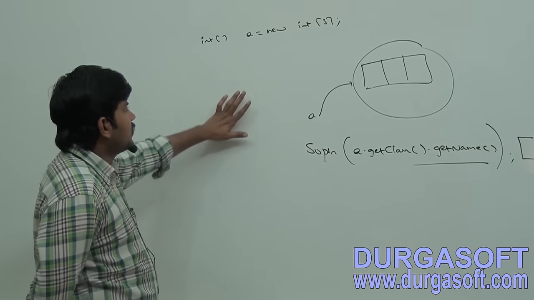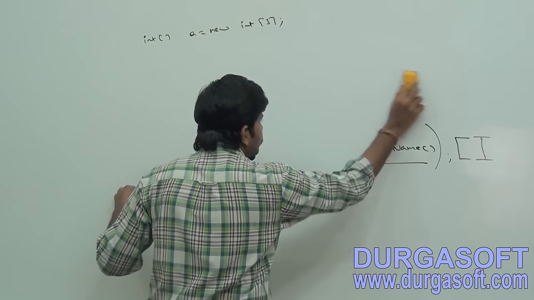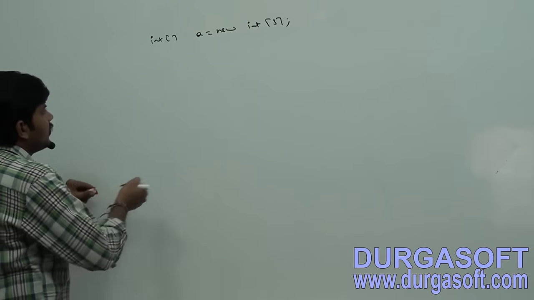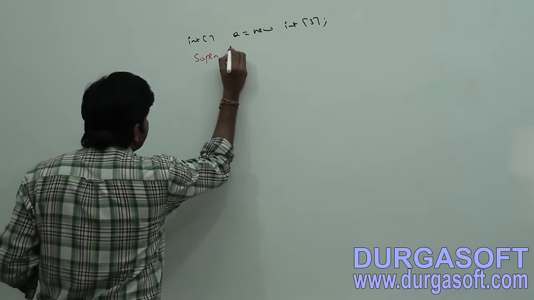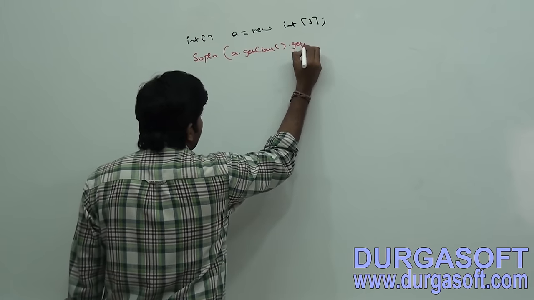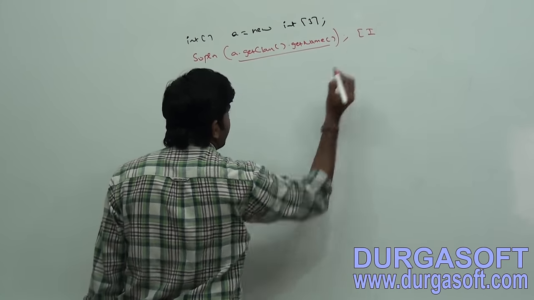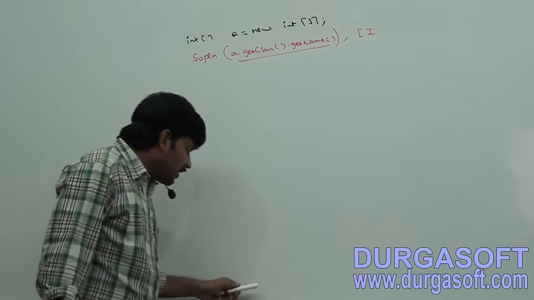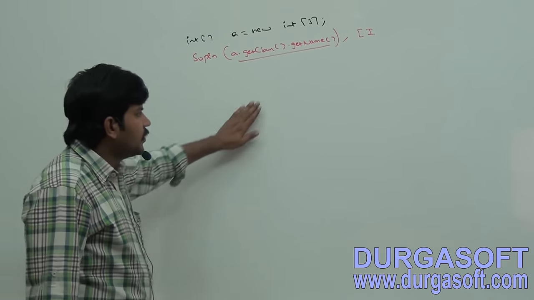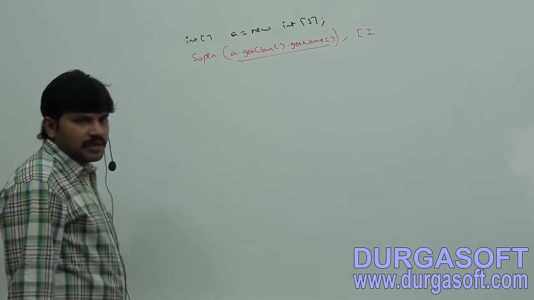Part of Java language and not available to the programmer level. Okay, this is now, I hope, clear. So now let me explain. It's better to take this line as an example: System.out.println(a.getClass().getName()) is nothing but square bracket I. Completed, I hope.